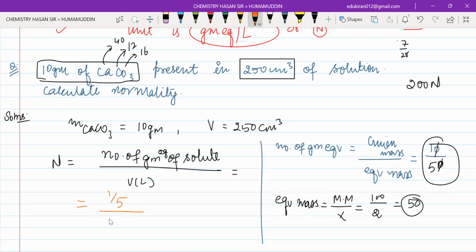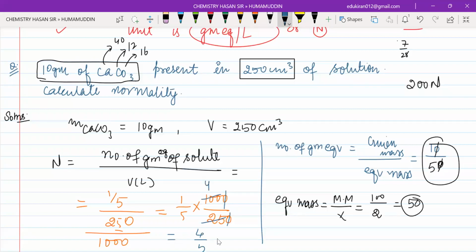And volume of solution in liter: 250 centimeter cube, so I'm going to divide it by 1000 to convert it into liters. So it will be 1/5 into 1000 upon 250. Then you can see this and this will be cancelled, and the answer will be 4/5. That means 0.8 gram equivalent per liter, or N directly we can write.